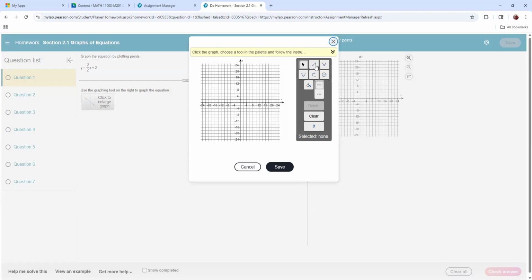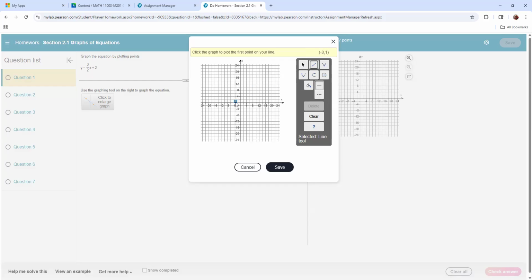The second one on the top row is the line tool. See how it's got 2 points on it? Next to that is the absolute value. We'll use that a little bit later. You got a parabola tool with 2 points. Those are going to be the main 3 we're going to use in this section. So we had a line tool, so we're going to click the line tool. And then we just go over here and plot our points.